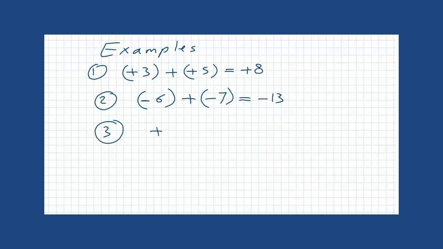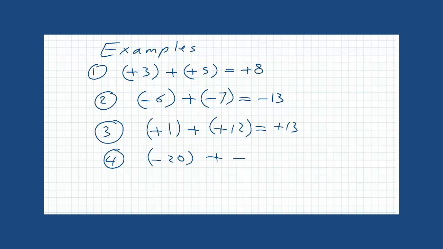Example 3, +1 plus +12 is equal to +13. Example 4, -20 plus -30 is equal to -50. So the rule here is clear. If two signed numbers have the same sign, when adding them, just add the absolute value of the two numbers and put the same sign.